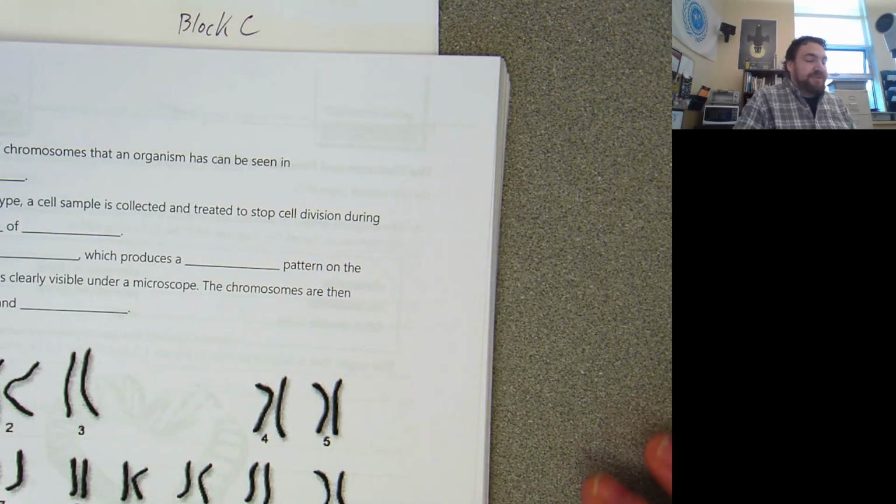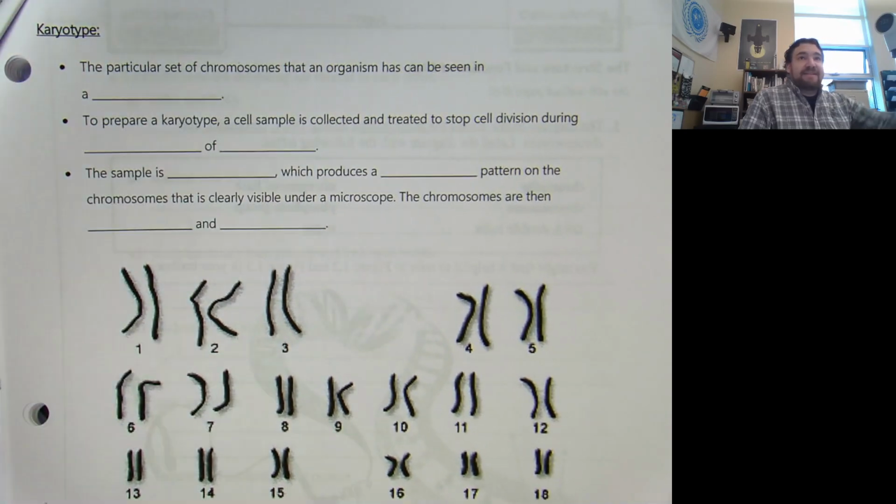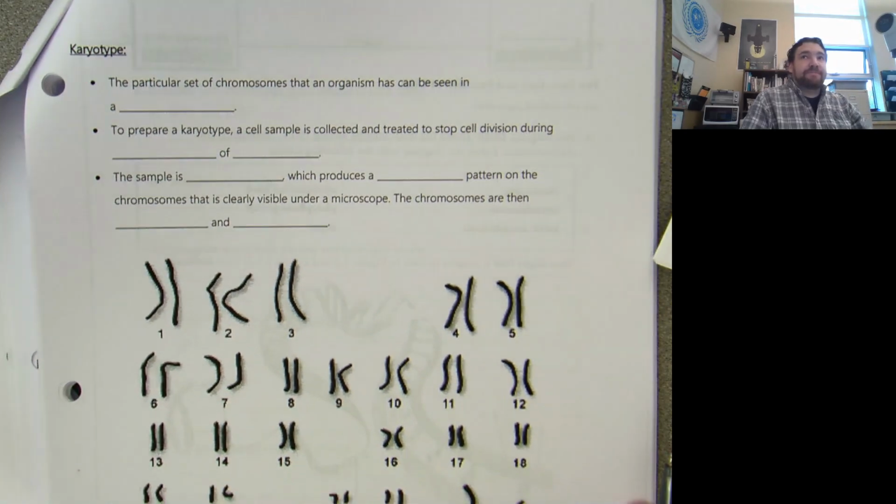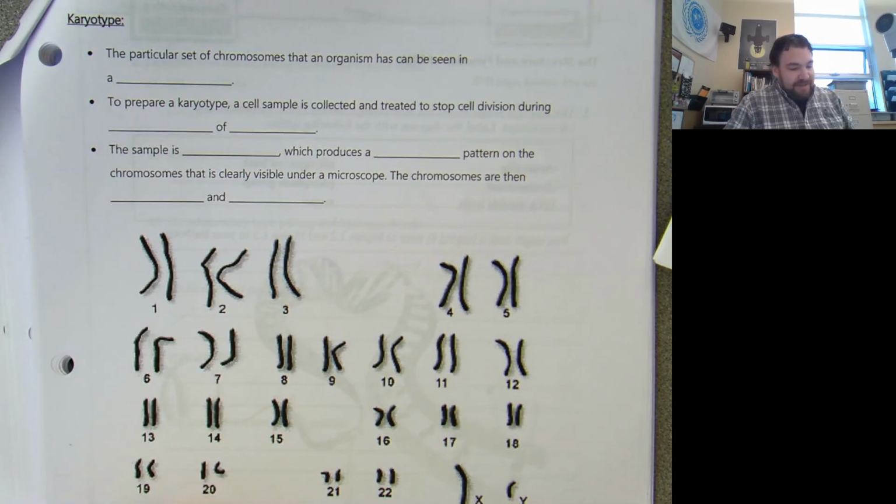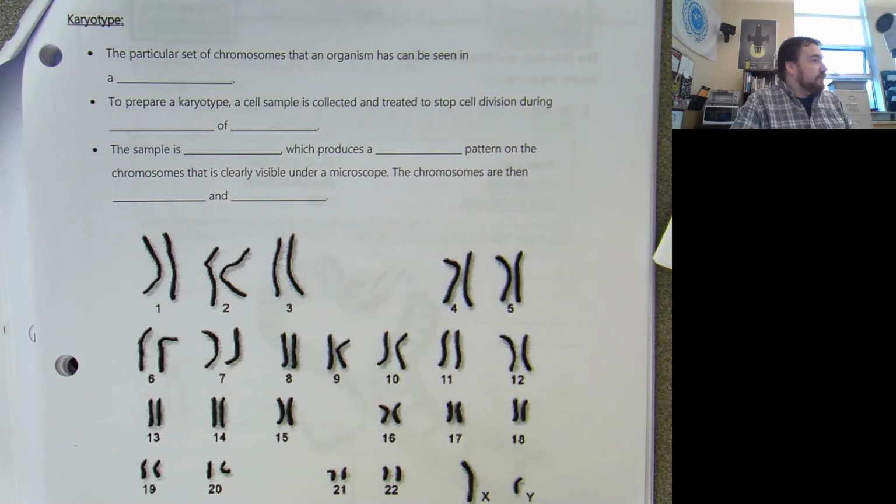So then we talked about chromosomes, and now we're going to talk about something called a karyotype. And today's lesson, again, is short. It's literally this page, and then the lesson is done. So, karyotype.